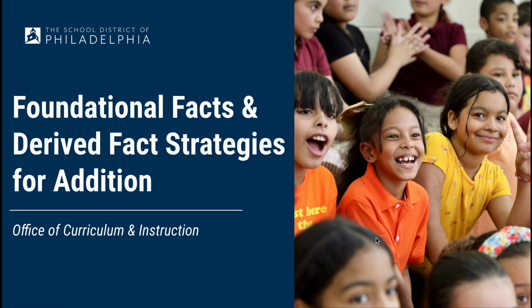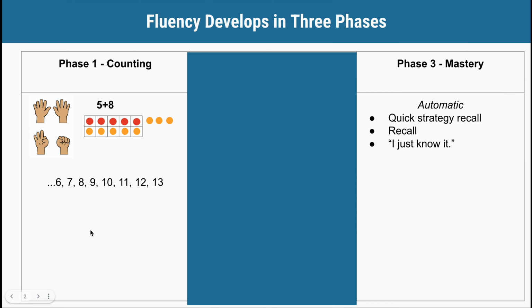Today we're going to be talking about foundational facts and derived fact strategies for addition. To start off, fluency develops in 3 phases. The first phase we often think of as students counting with their fingers, or rote counting, or using counters. The final stage where we want to get to, phase 3, is mastery, where it's automatic, there's quick strategy recall, students say they just know it right away.